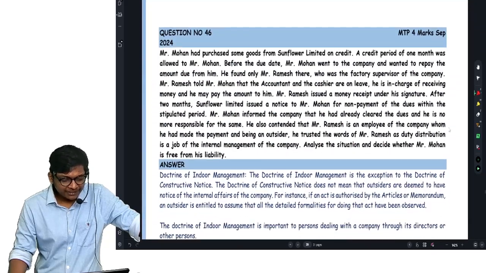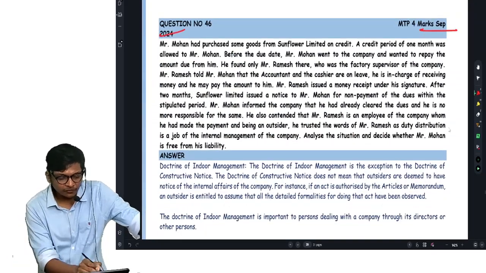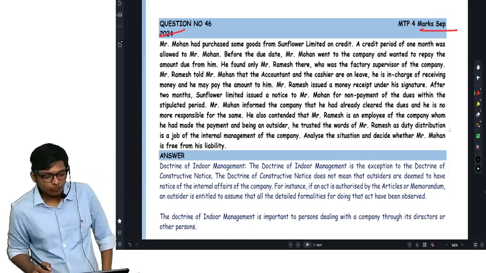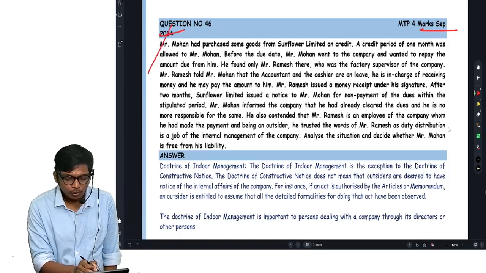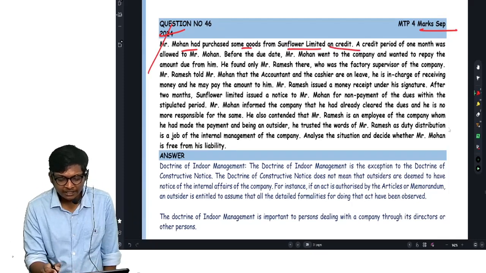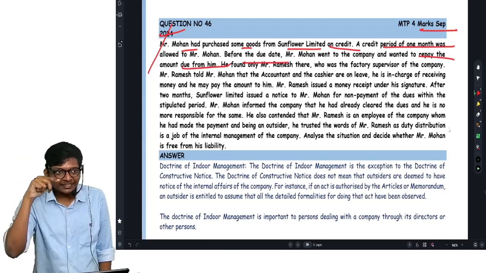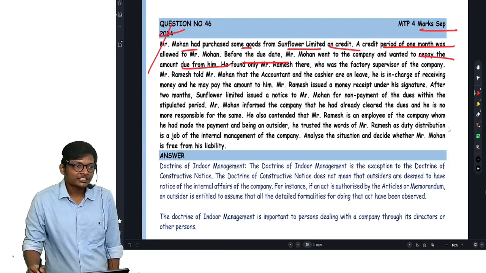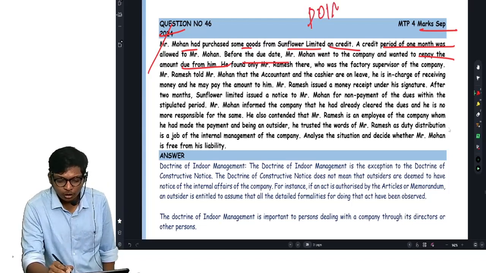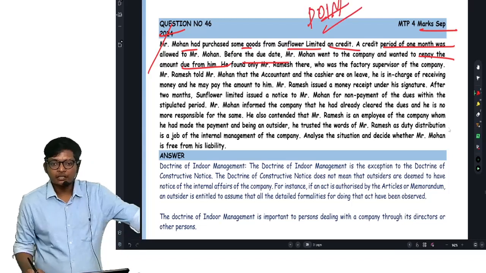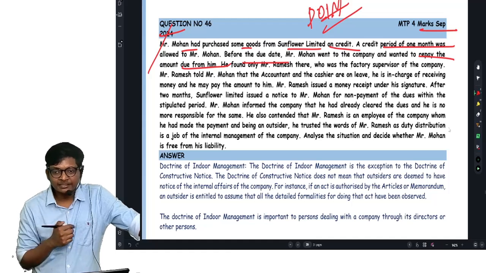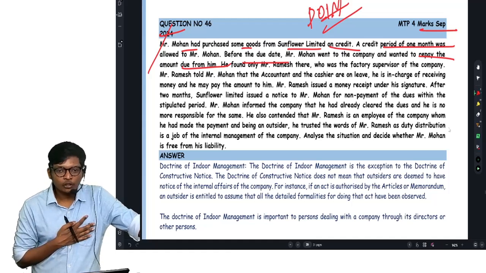Last question. September 24. Again a repeat. Even though it's repeated, let's see. Mohan purchased goods from Sunflower on credit for 1 month. He repaid in advance. Today we started off with this question only. Question number 19, doctrine of indoor management. Correct? There it was somebody else. Are you all following, guys?